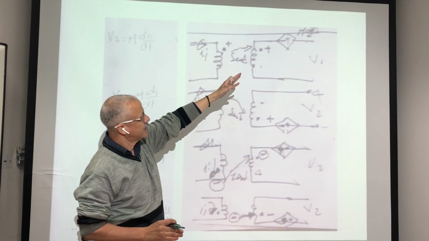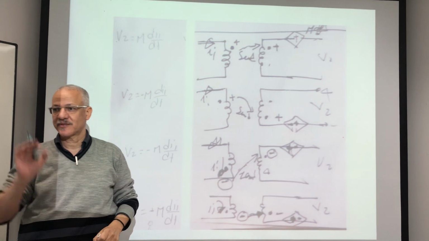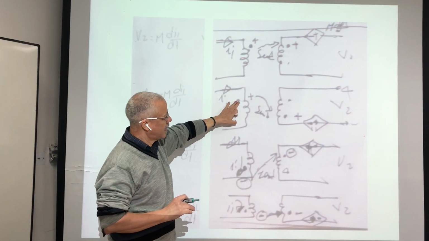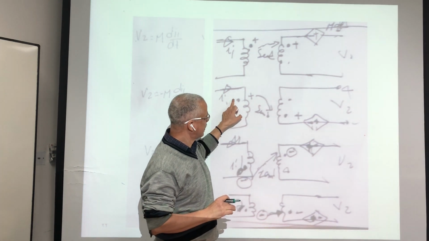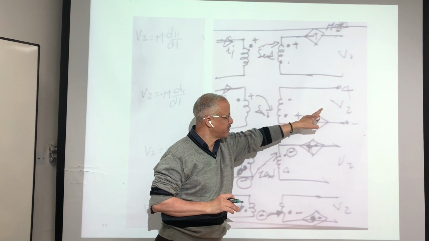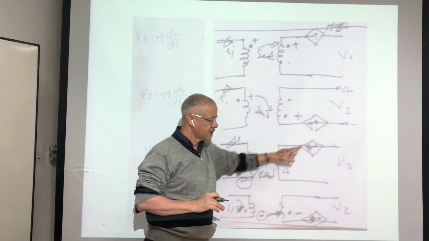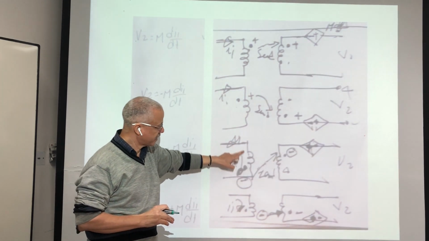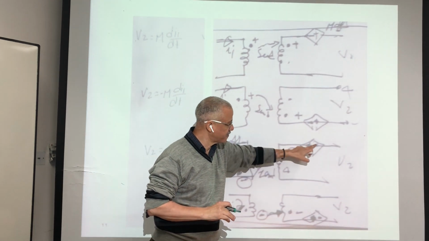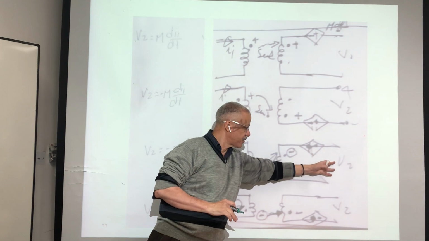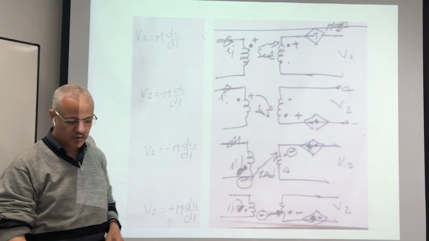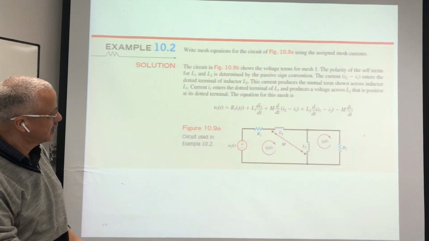V1 equals M di1 by dt, as a positive. Here it is the same. If we have current entering this point and the current here entering is positive, so negative, positive. So I can easily consider V2 equal to minus this one. If the current leaves, it is minus, minus. So this is positive, negative. It will be easy to calculate, and it's the same for the last one. It's very straightforward. So now we have two ways.